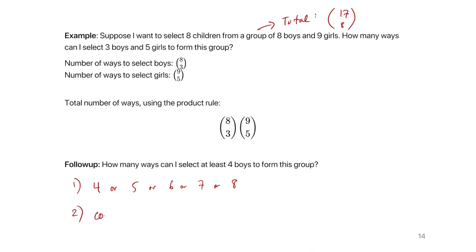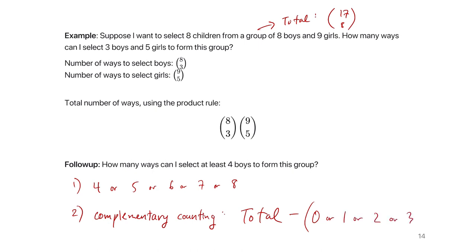The other way is by what we call complementary counting. I can start with the total and subtract the number of ways I can select 0, 1, 2, or 3 boys. Is that clear? And those are the exact same. I can start with everything and get rid of the ones that are not at least 4. Or directly count the ones that are at least 4. Is that clear? So total minus 0 or 1 or 2 or 3.